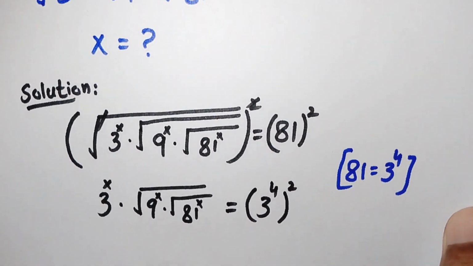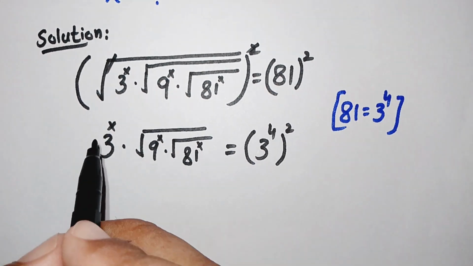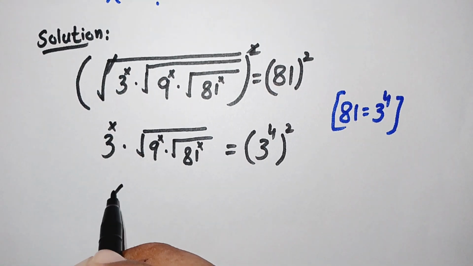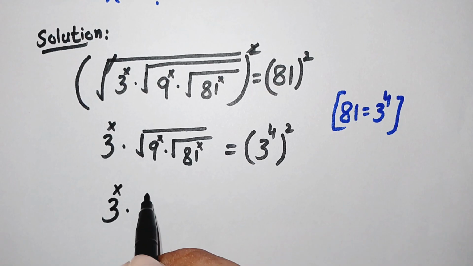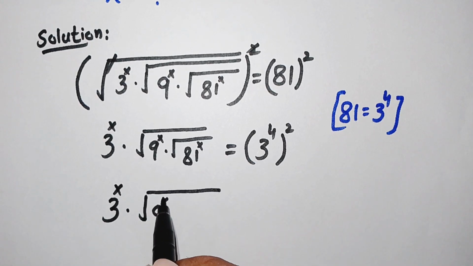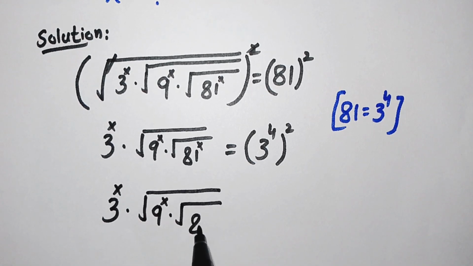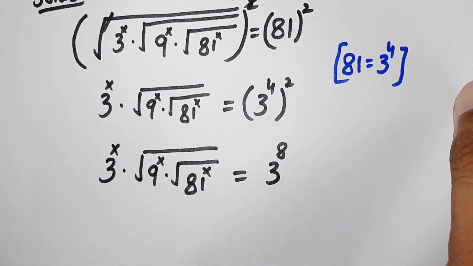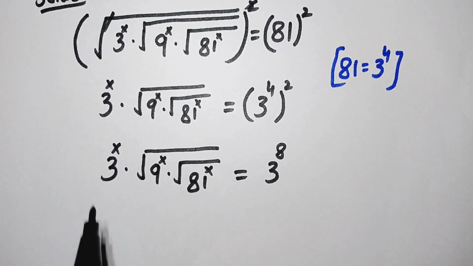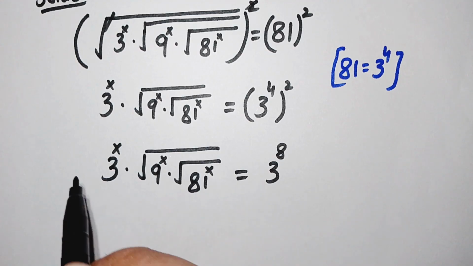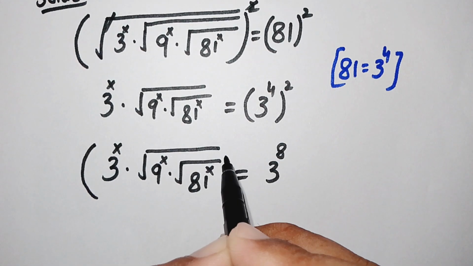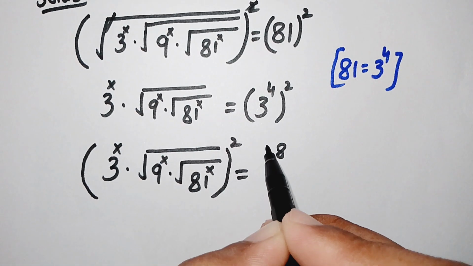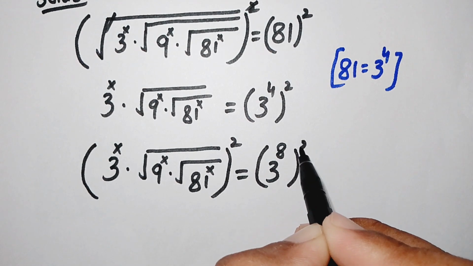Now in the next step, 3 to the power of x times square root of 9 to the power of x times under square root of 81 to the power of x, which is equal to 3 to the power of 4 times 2, this is equal to 8. Now to solve this interesting question, we have to take square again at both sides. So this side becomes square, and also this side becomes square.